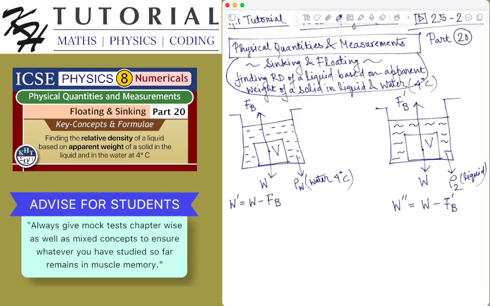Now consider what will be the mass in both the cases. On the left hand side, what will be the mass of the water of volume V, where V is the volume of the solid?